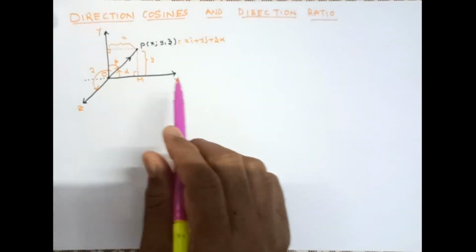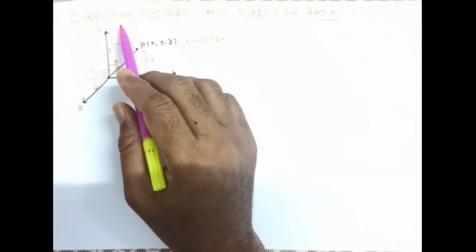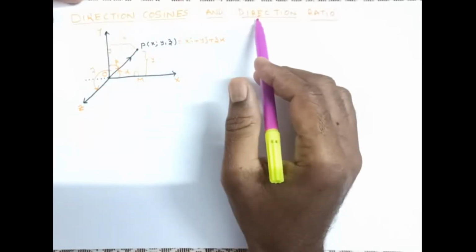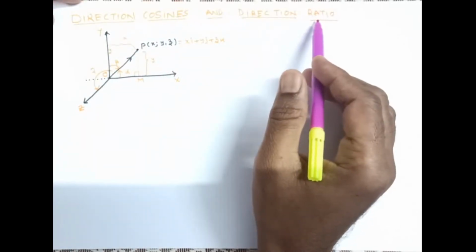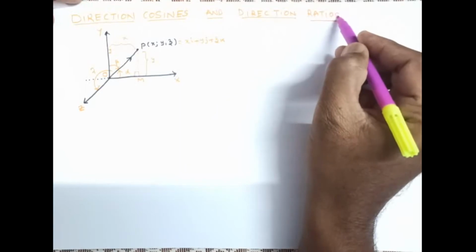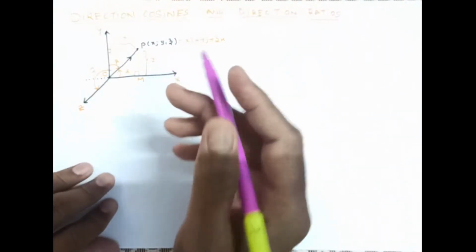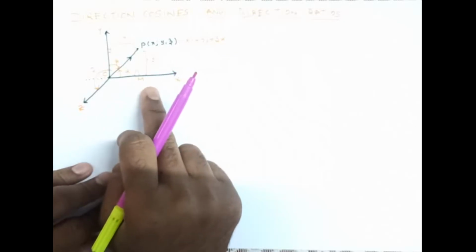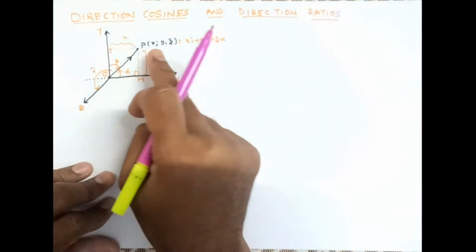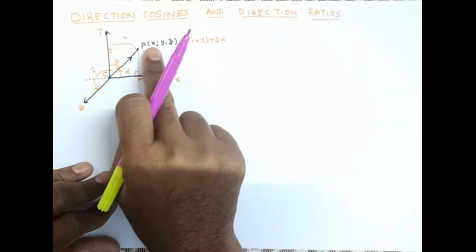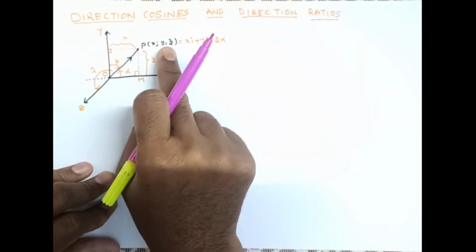Hello everyone. Now we'll discuss direction cosines and direction ratios. Okay, direction ratios. Let us take the XYZ plane. In the XYZ plane, let P of x comma y comma z be any point.